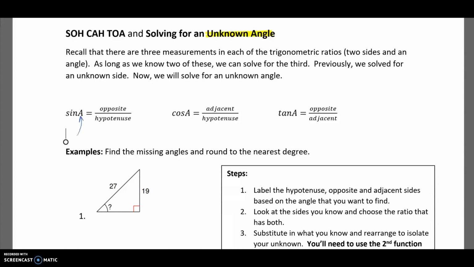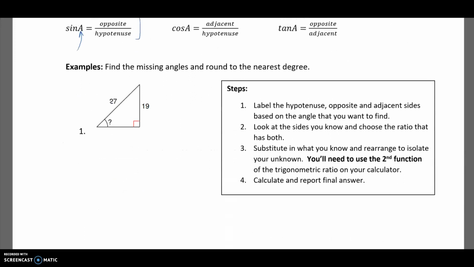Recall that in each of the trig ratios there are three measurements: the angle, in this case labeled capital A, and a ratio of two of the three sides of the triangle. We choose which trig ratio to use, sine, cosine, or tangent, based on the sides that we know or are trying to find out. Let's look at how to solve one of these trig ratios to get the unknown angle by itself. In the next examples, we'll find the missing angles, and at the end we'll round them to the nearest whole degree.